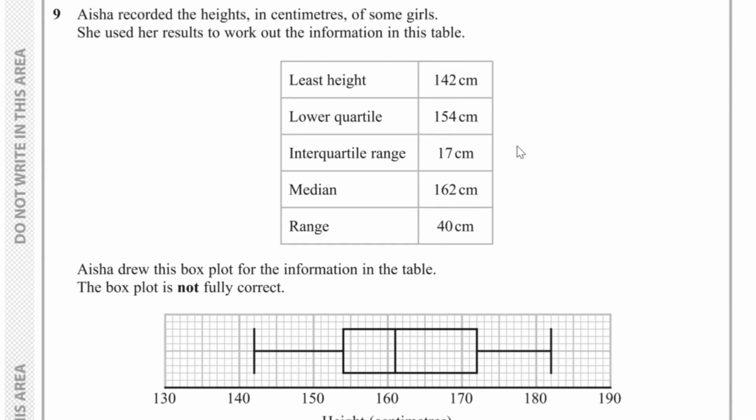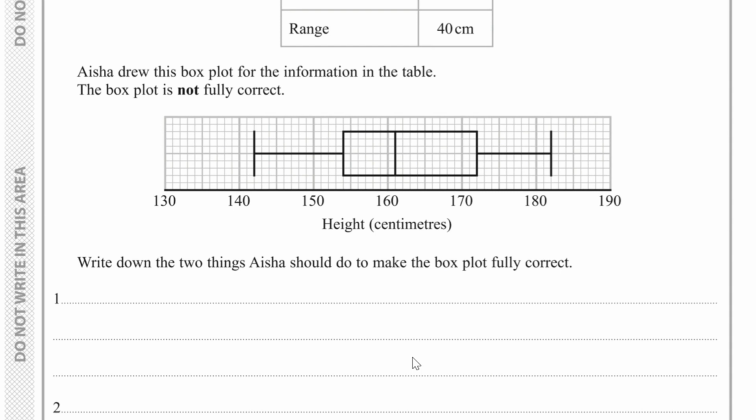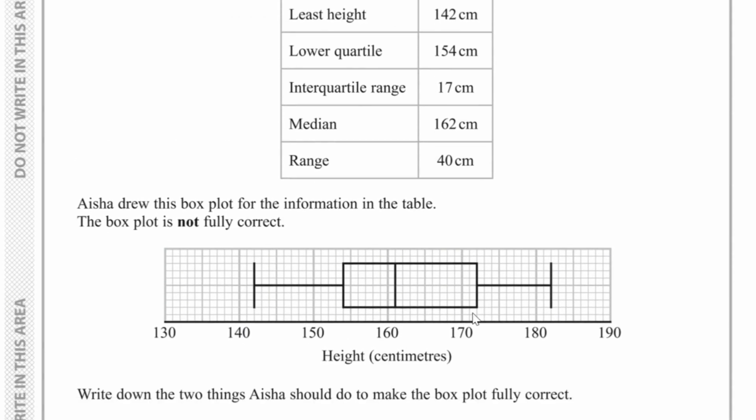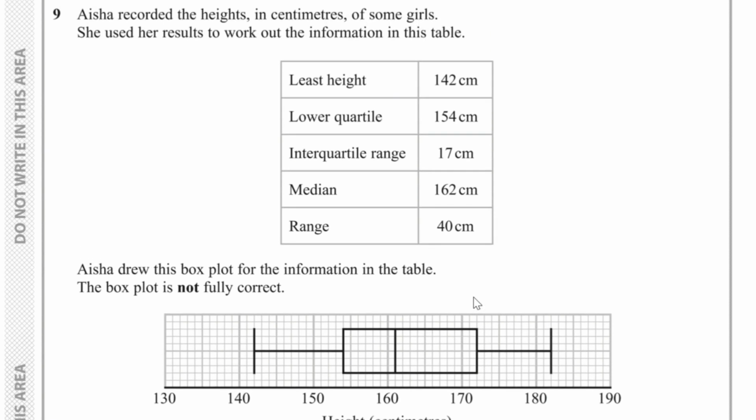Well, straight away I can see that the median is 162. She's plotted the median at 161. So what could she do to make her box plot fully correct? Well, we could plot the median at 162 instead of 161. Now let's look at the upper quartile. They've plotted 172. Is that the case?